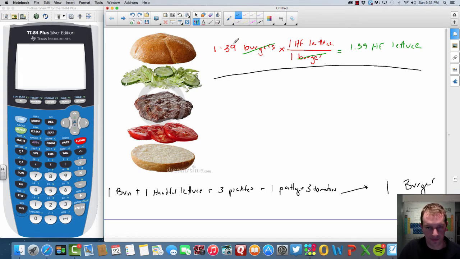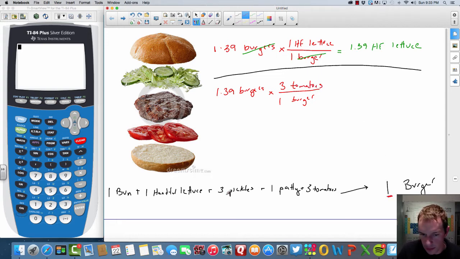What if we wanted to figure out how many tomatoes we would need? Well, we would still take our 1.39 burgers, and we would say, all right, well, we're going to multiply that by, for every 1 burger, we're going to require 3 tomatoes, because we can see that for every 1 burger, there's going to be a requirement for 3 tomatoes.